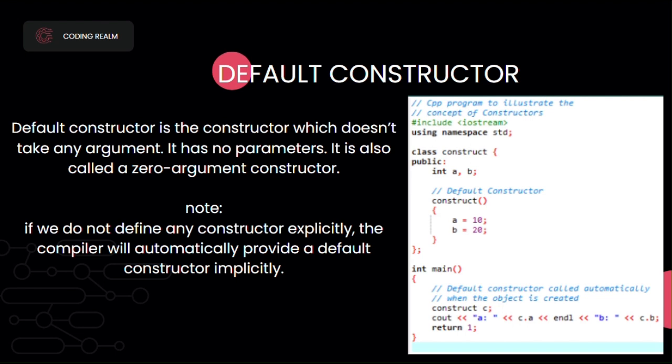Constructor, the default constructor is the constructor which doesn't take any argument. It has no parameter. It is also called a zero argument constructor. If we do not define any constructor explicitly, the compiler will automatically provide a default constructor implicitly. Like in this example, class Constructor, public, I defined A and B, two variables, and the default constructor, A takes the value 10 and B takes the value 20. And integer main, the default constructor is called automatically here, Constructor C, to call this constructor, and cout A and B.